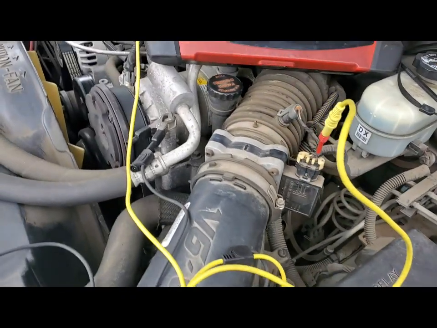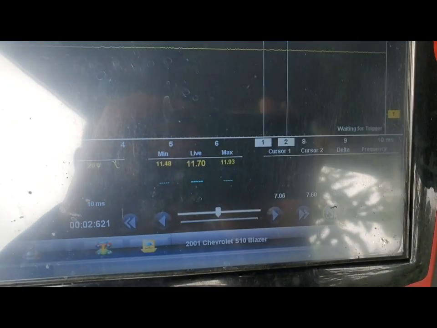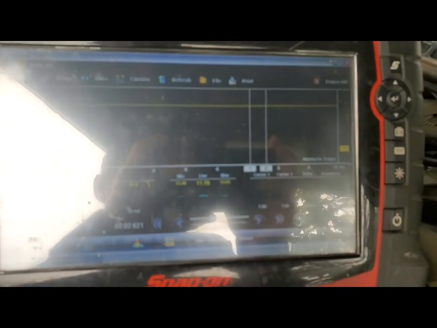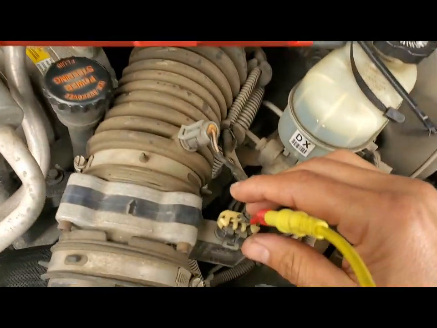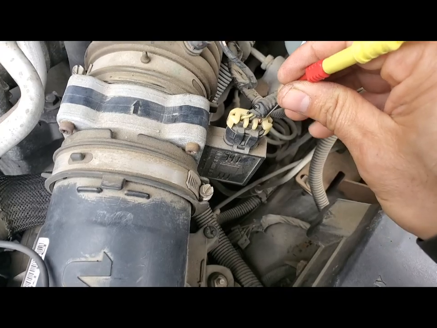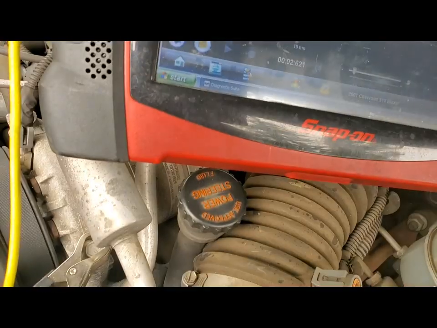So we're gonna be testing the mass airflow sensor now. I have connected here to ground. Battery voltage is kind of low right now, 11.7. So we're gonna be checking power first and ground, okay? Power. Ground. And signal.